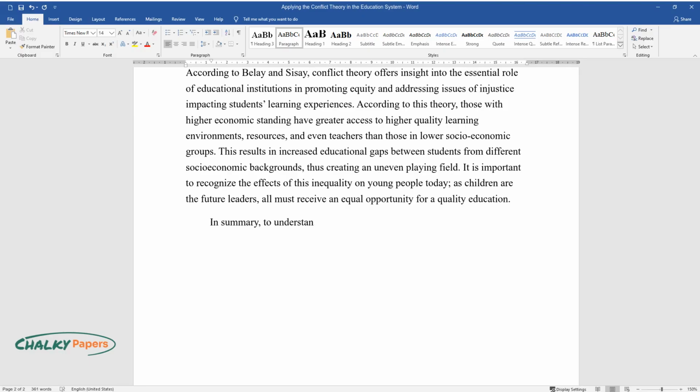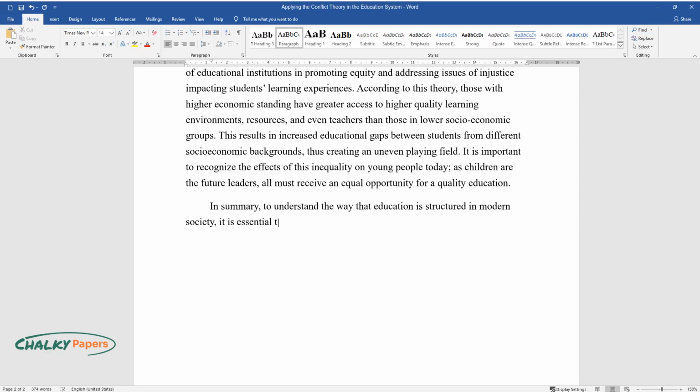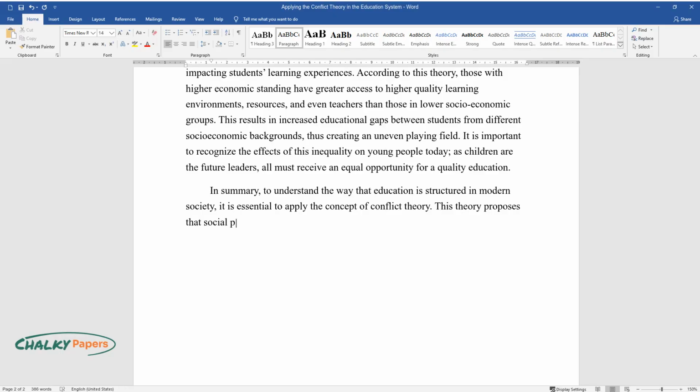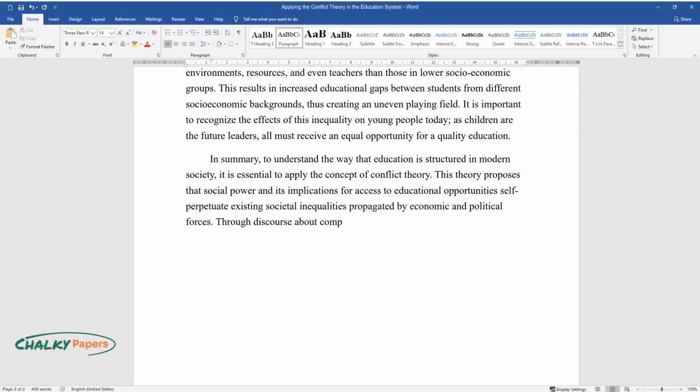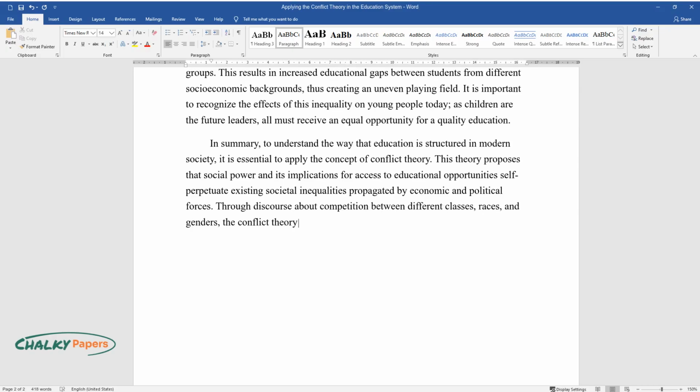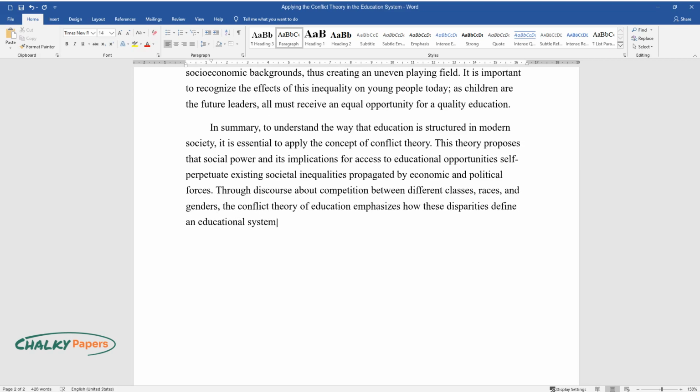In summary, to understand the way that education is structured in modern society, it is essential to apply the concept of conflict theory. This theory proposes that social power and its implications for access to educational opportunities self-perpetuate existing societal inequalities propagated by economic and political forces. Through discourse about competition between different classes, races, and genders, the conflict theory of education emphasizes how these disparities define an educational system based on elitism rather than equality.